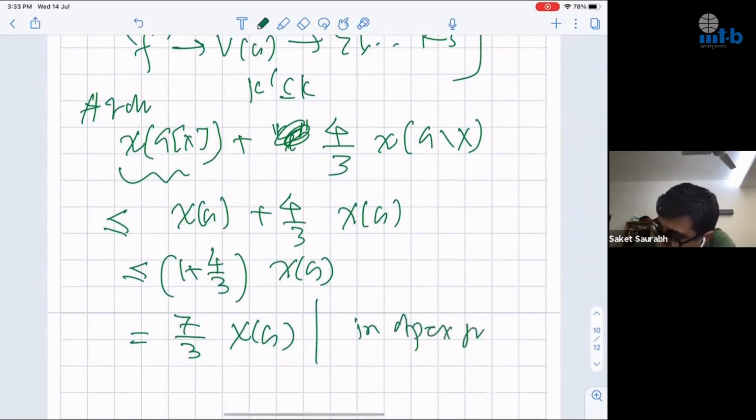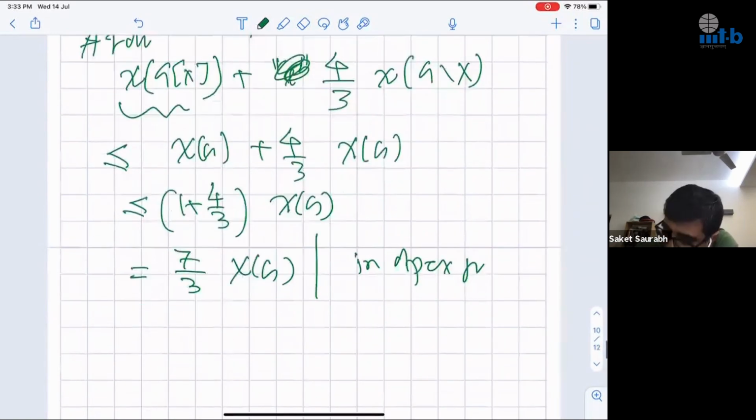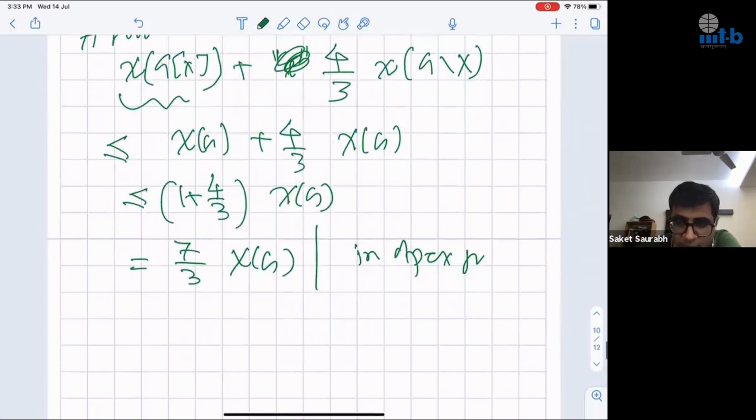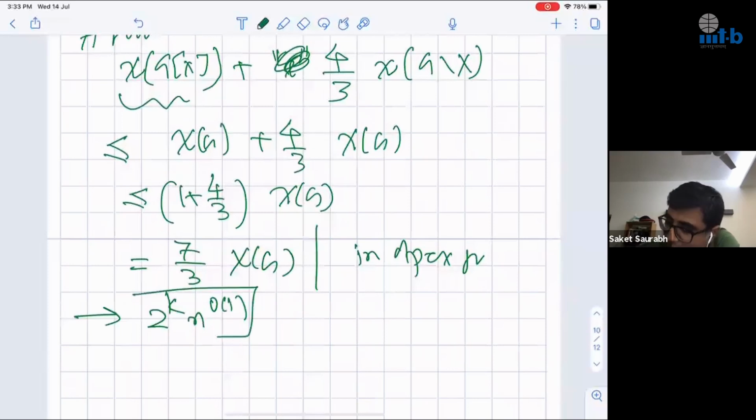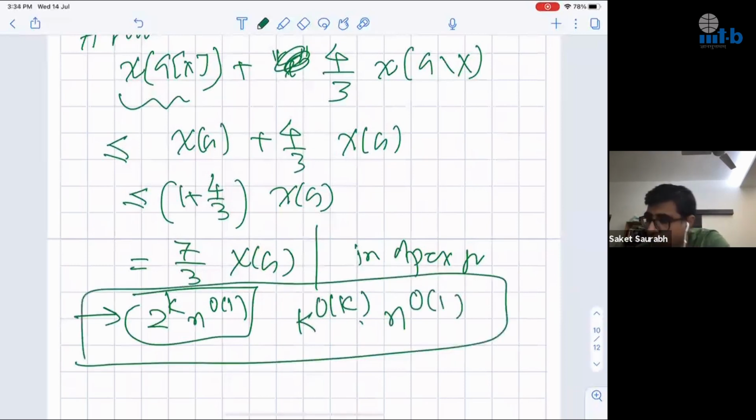Okay. And the running time was 2 to the k. The best running time that we can hope to get is actually 2 to the k times n to the power big O of 1. And the bad running time which I made for you is then k to the power big O of k times n to the power big O of 1. Okay, so in FPT time, for this family of graphs, we can get a 7/3 factor approximation. And trust me, chromatic number is one of the hardest problems to approximate in polynomial time.